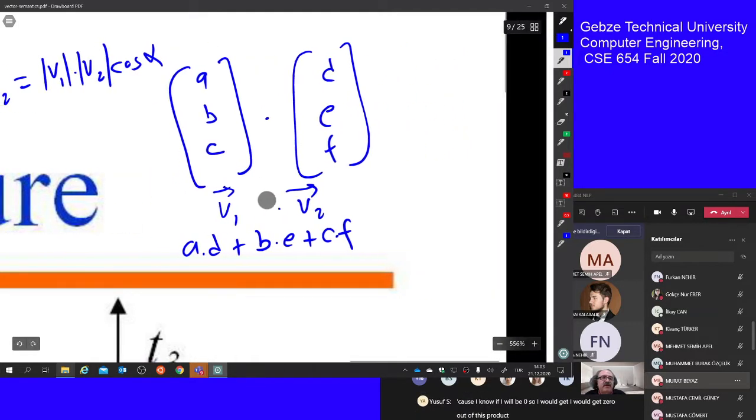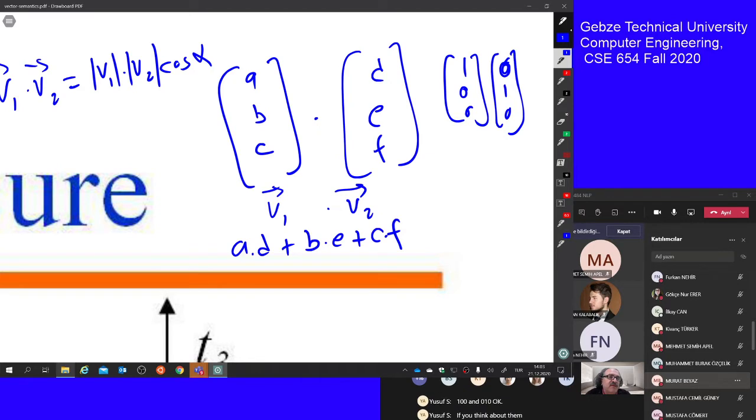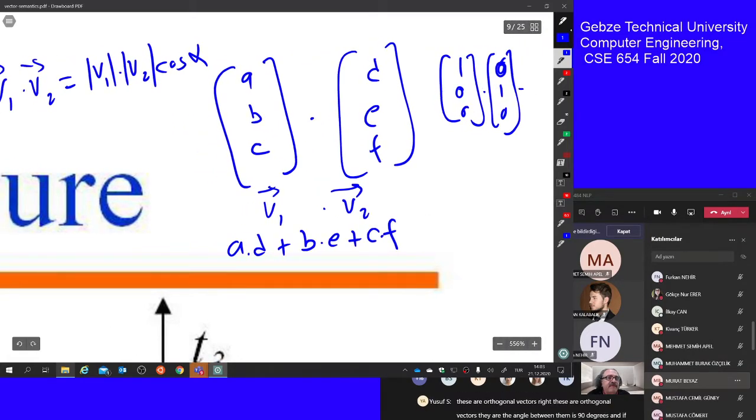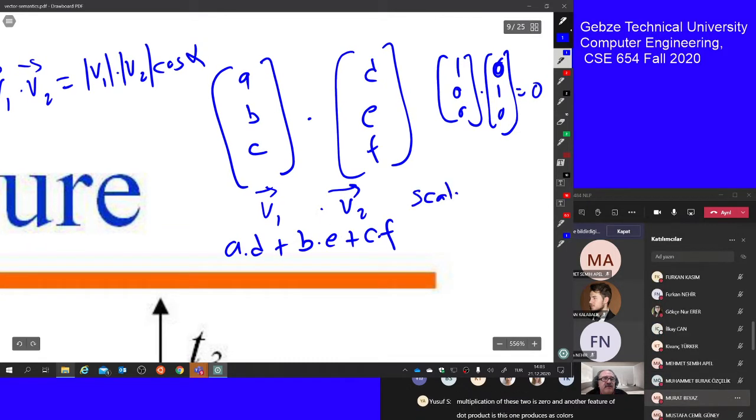Let's say I have two vectors, 1, 0, 0 and 0, 1, 0. If you think about them in a three-dimensional world, these are orthogonal vectors. The angle between them is 90 degrees. And if I multiply them, what am I going to get? I will get 0, 0, 0, and I will add them together, and I will get 0 out of it. So the multiplication of these two is 0. Another feature of the dot product is that it produces a scalar value, right? Scalar value.